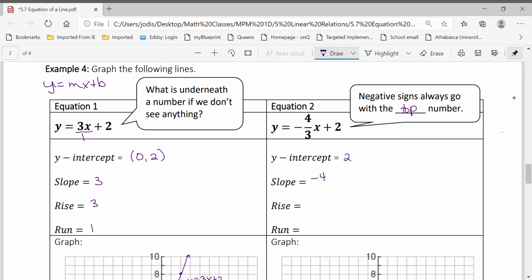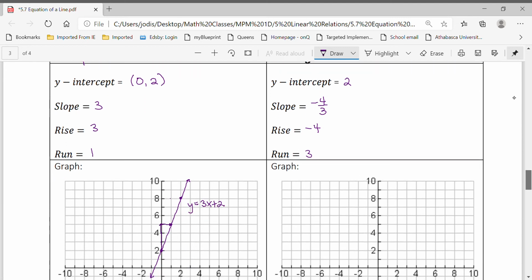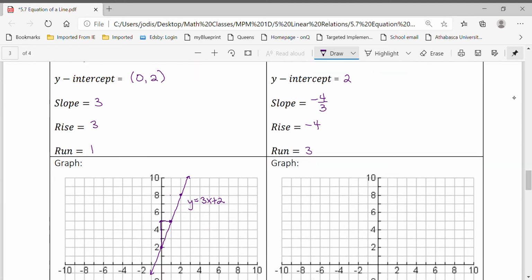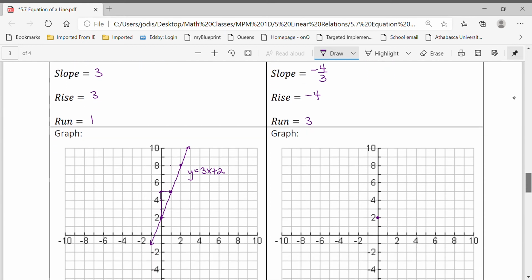Our slope is negative 4 over 3. Remember, the negative goes with the rise, and the run is 3. So let's try to graph this. Our y-intercept is 2, so start with that and put a dot where y equals 2. It's still the point (0, 2). And now we have this slope of negative 4 over 3.